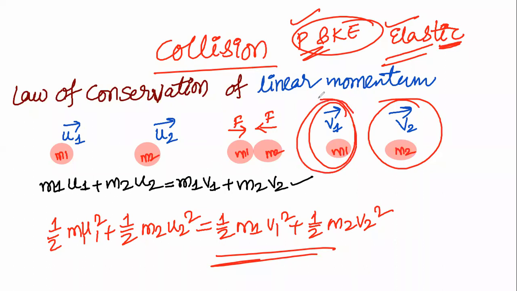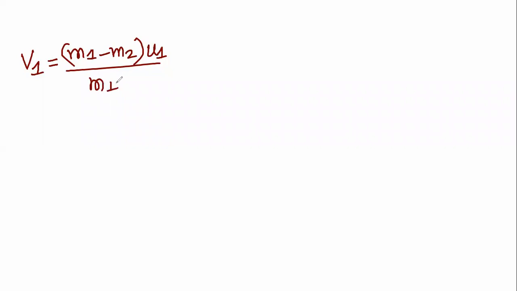The velocities of the bodies after collision are taken as v1 and v2. v1 is the velocity of the first body after the collision, and v2 is the velocity of the second body after collision. v1 is equal to (m1 minus m2) u1 divided by (m1 plus m2) plus 2 m2 u2 divided by (m1 plus m2). This is the velocity of the first body after collision.